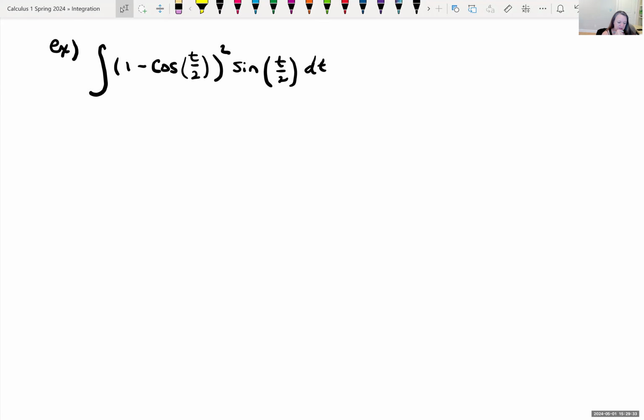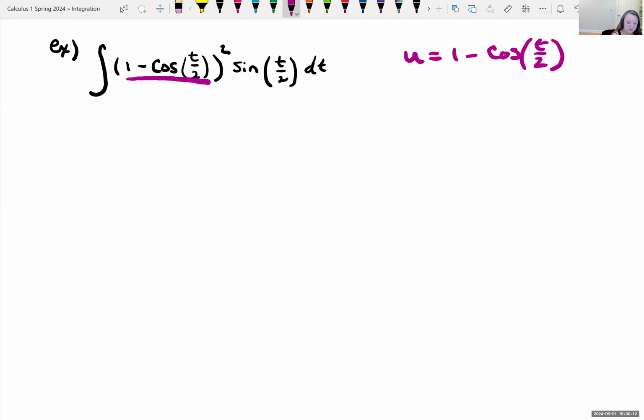Let's look at this now, which was a lot more difficult. So we have the integral of 1 minus cosine of t divided by 2, quantity squared, all times sine of t divided by 2 dt. So we want to choose our value to be u, the most complicated part, usually within a function. So if I chose u to equal this 1 minus cosine of t divided by 2.